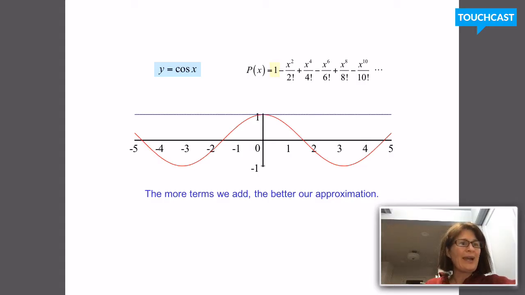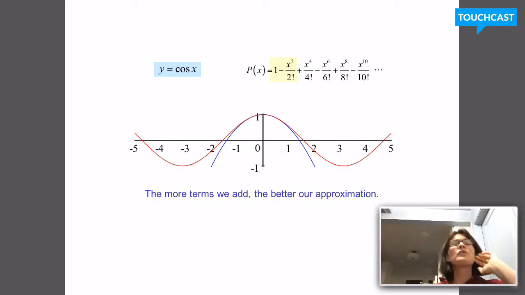But watch what happens as you add more and more terms. If I just go to that second term, look at how well that fits. So this is a quadratic function, right? The 1 minus x squared over 2 factorial that I'm graphing. But look how closely it matches the cosine function.